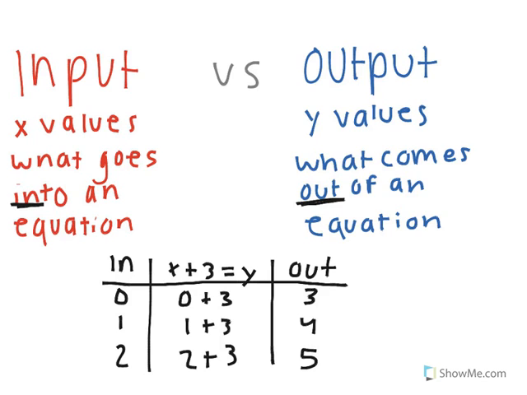So my inputs are 0, 1, and 2. My equation is x plus 3 equals y, and my outputs are 3, 4, and 5. So if I put my inputs into the equation, I'll get my output. Plugging in 0 for the x, 0 plus 3 is 3, 1 plus 3 is 4, 2 plus 3 is 5.